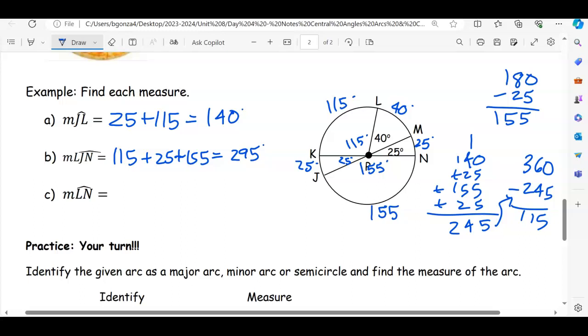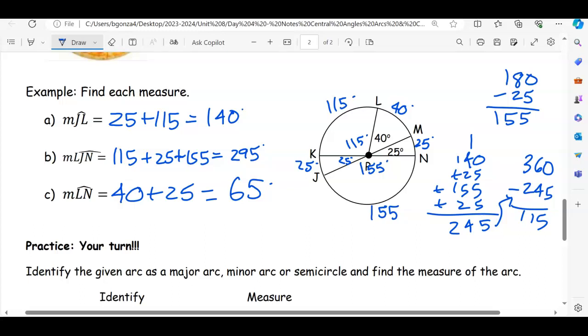Last one, LN. If I go along the edge, LN, I add up the 2 pieces, 40 plus 25 is what? What do you think? 65 is good. Okay. Do you see how this works? The center matches the arc on the outside. Find the missing ones. Part plus part equals whole.